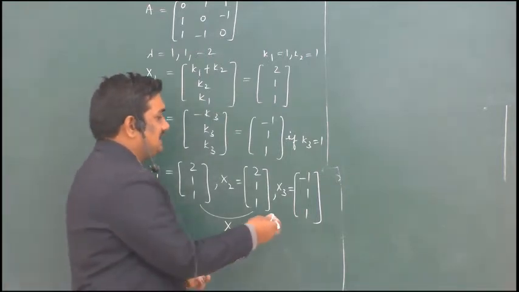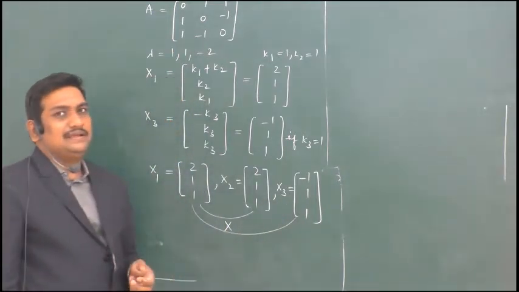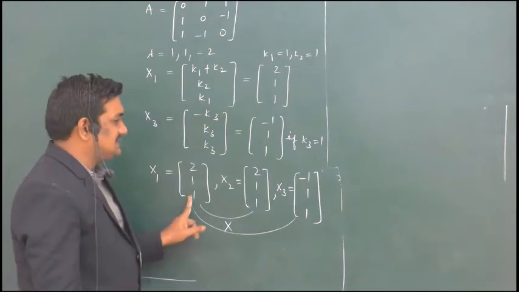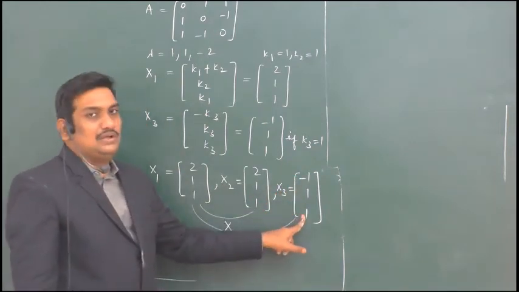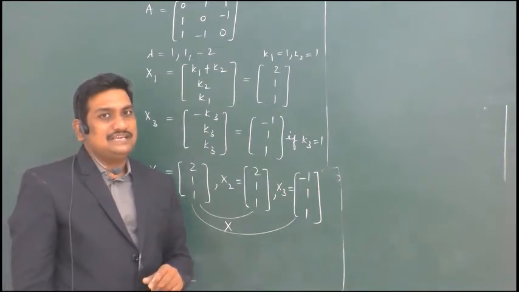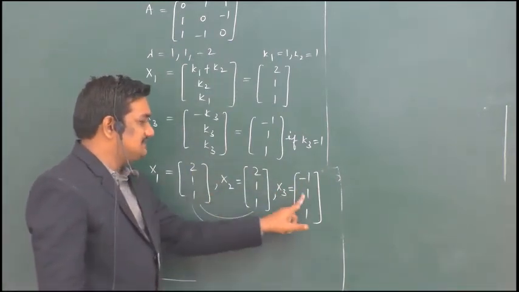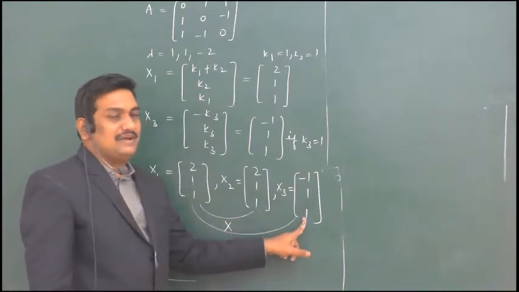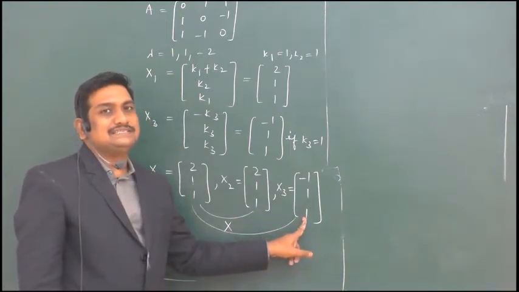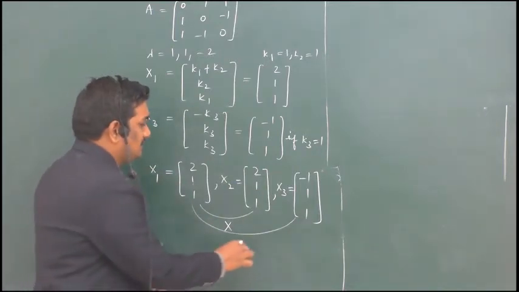Now you check x1 and x3. If it is a1 b1 c1 and a2 b2 c2, they will be orthogonal if a1 a2 plus b1 b2 plus c1 c2 equals 0. a1 a2 is minus 2, b1 b2 is 1, c1 c2 is 1. Minus 2 plus 1 plus 1 is 0, hence x1 and x3 are orthogonal.